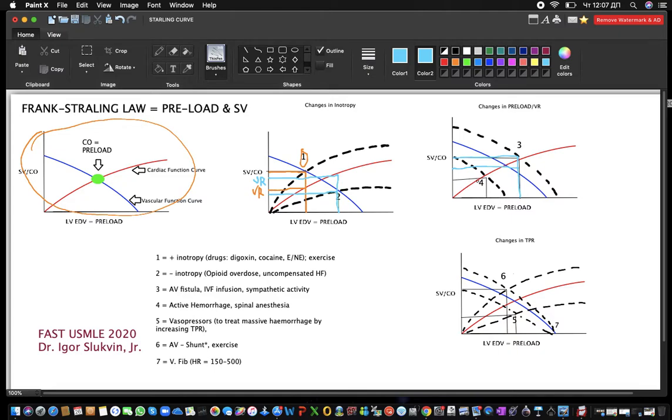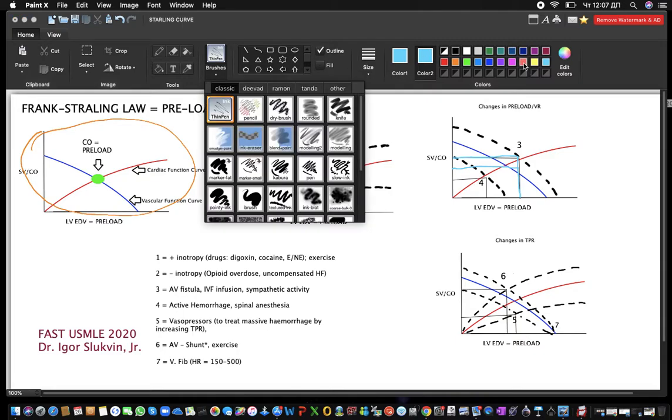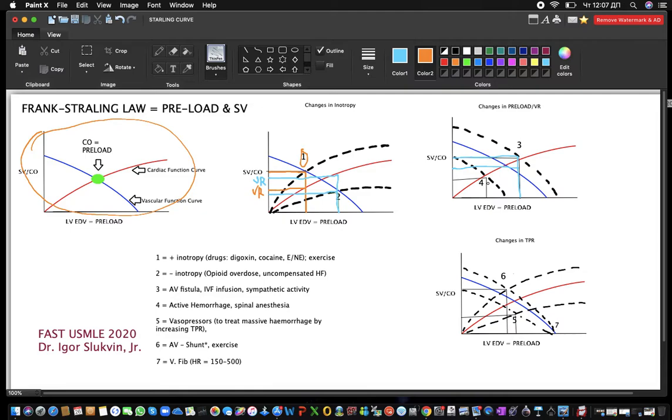Now let's look at point 4. Point 4 is below both the cardiac function curve and vascular function curve. Look at this. We got so little venous return and we got low end diastolic volume. This really occurs in active hemorrhage, and spinal anesthesia. If you're going into anesthesia, you can figure that one out.